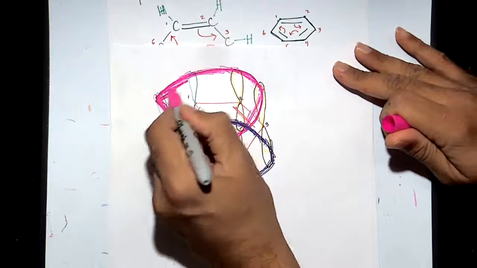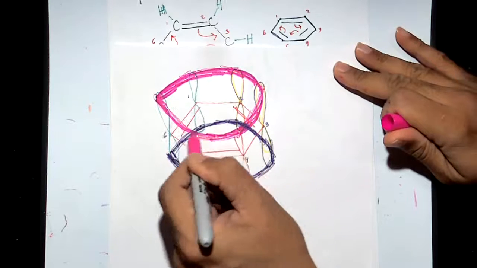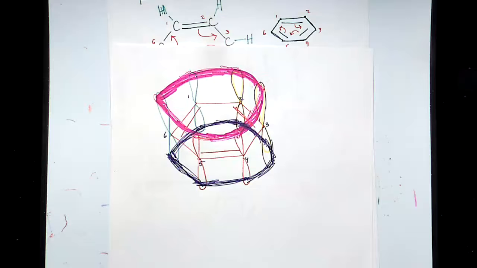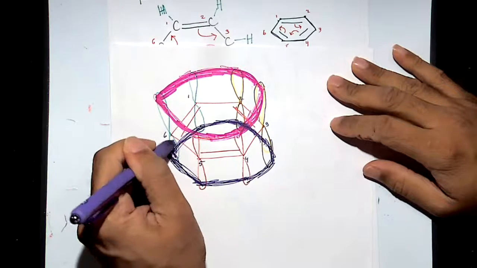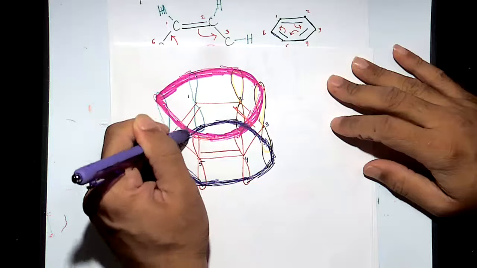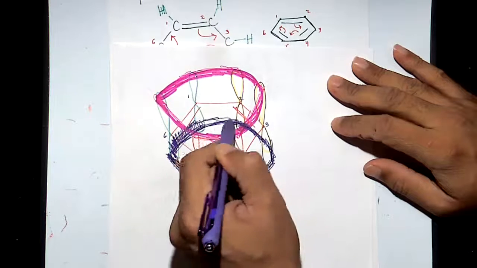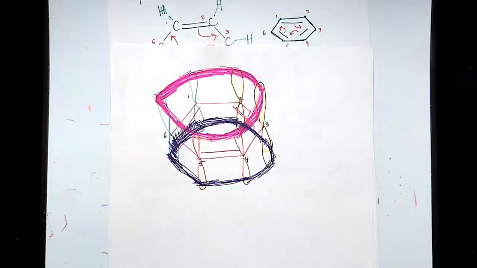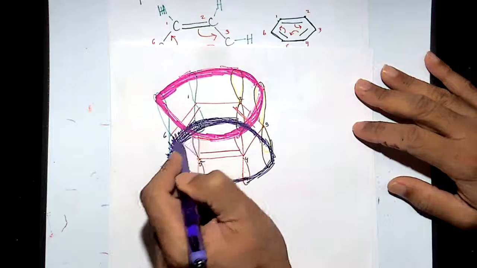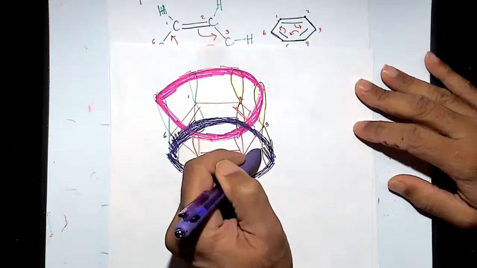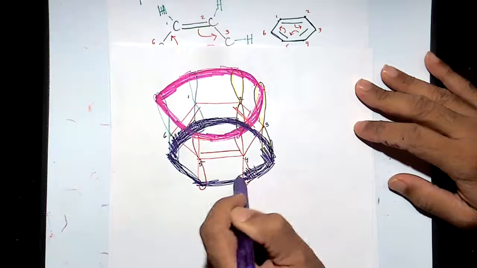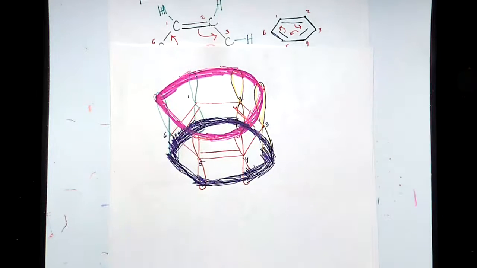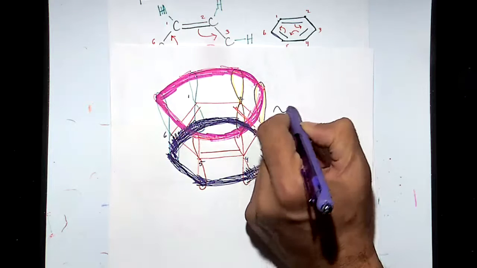That is the p overlap above the plane of the ring and the p overlap below the plane of the ring. What this means is that you have a lot of stability. Aromatic compounds are very, very stable. They also happen to smell, which is why they're called aromatic rings. It's pretty neat. There is so much that can be deciphered from this benzene molecule. Pi overlap above, pi overlap below. This is also called pi stacking.